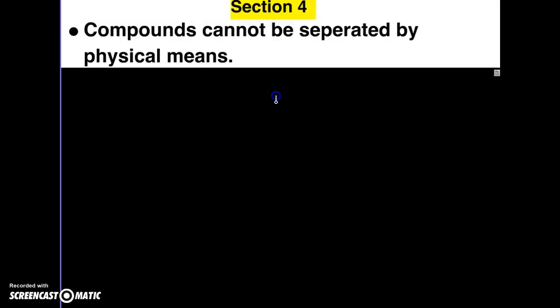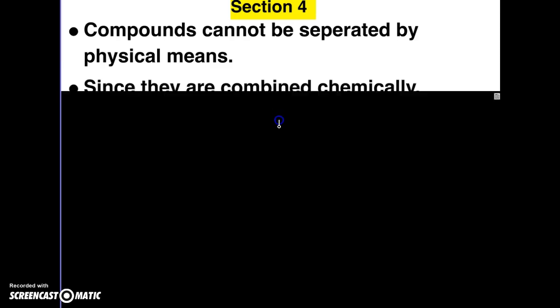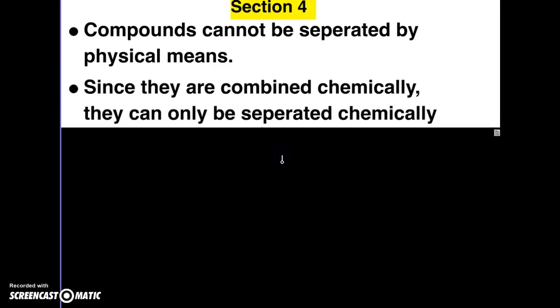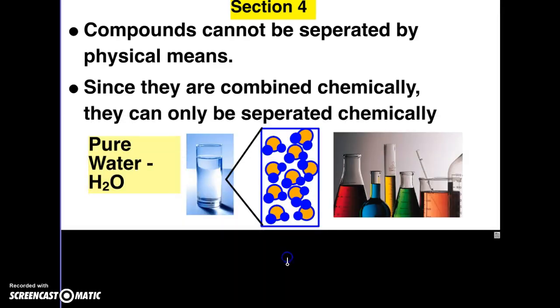Also about compounds. Here's something really important you need to know about compounds. Compounds cannot be separated by physical means. Since they are combined chemically, they can only be separated chemically. Let me explain that.